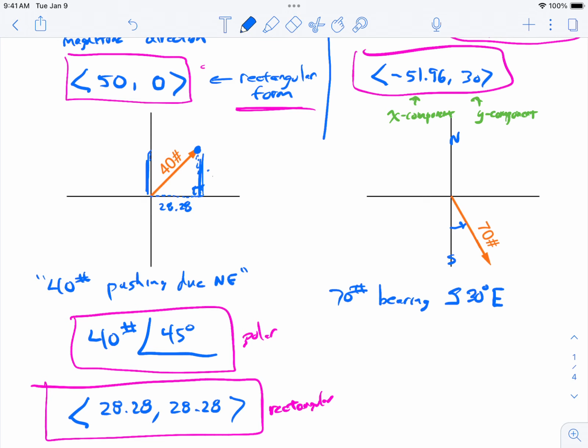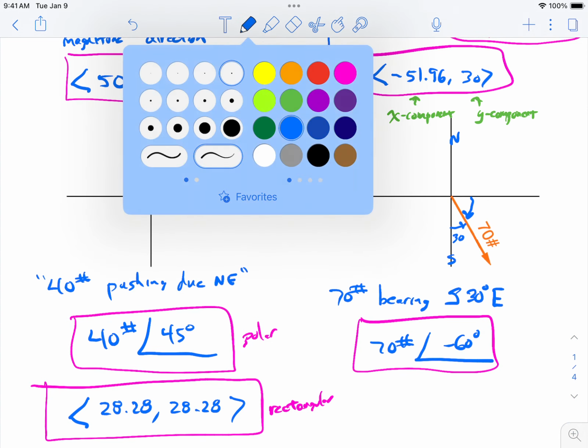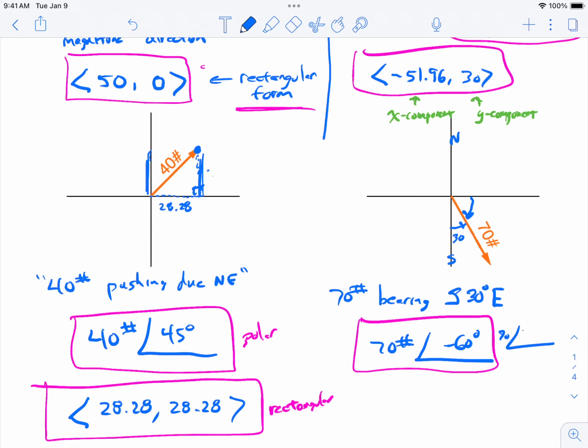You could say this in polar form. You would say 70 pounds and the direction would be, and you'd want to use your polar notation. So if this is a 30 here, polar, you use standard position, which means from the x-axis. That would be a negative 60 degrees. And you could call it negative 60 degrees. That's okay. It's from the positive x-axis. That's what matters here. You could just as easily say 70 with an angle of positive 300 degrees. That would also be correct.